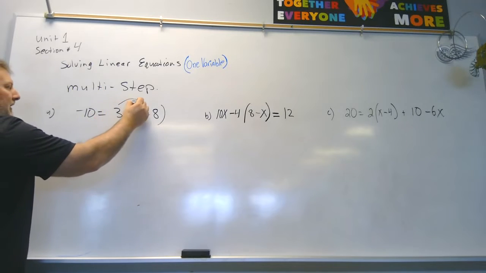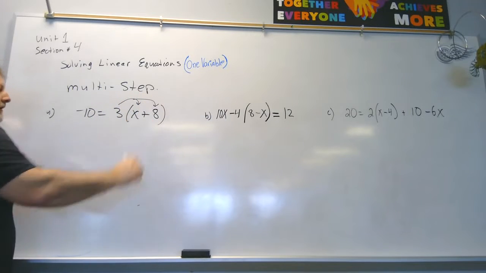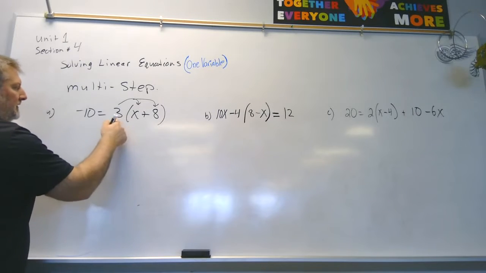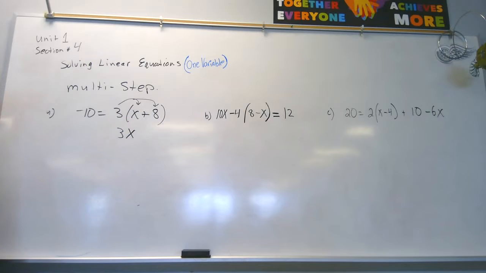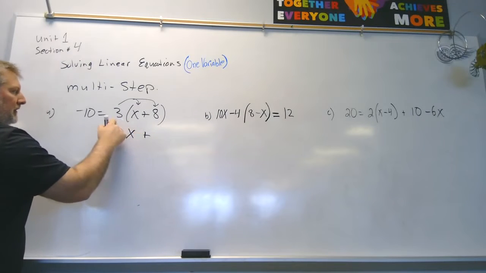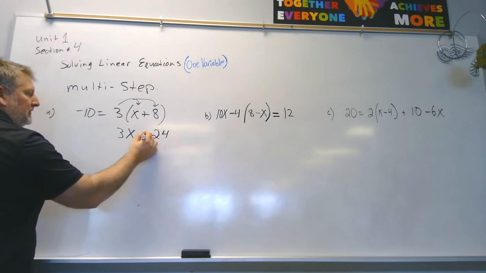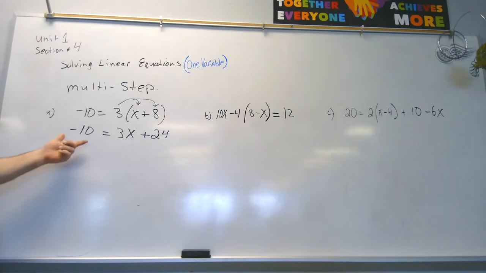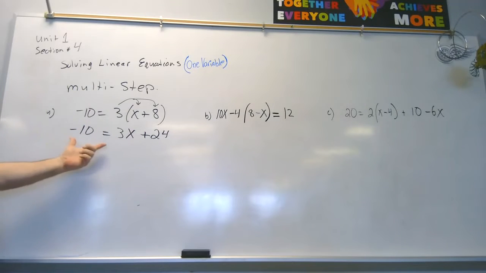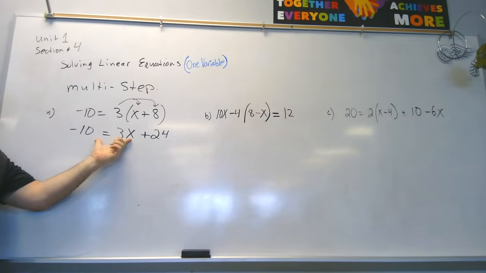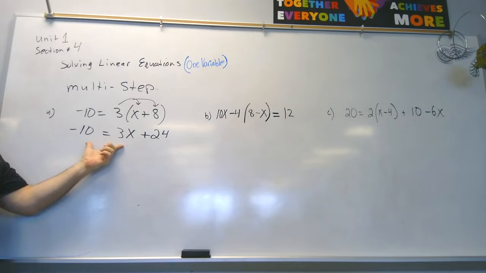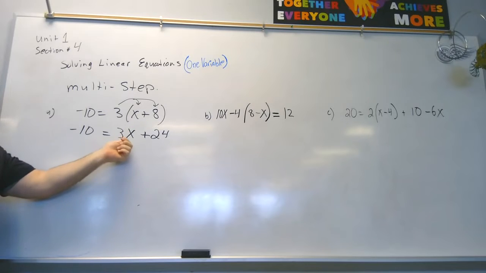So I always draw these little arrows over top. That's just to help remind me that I have to distribute. So 3 times x is 3x plus 3 times 8, which is 24. And it still equals -10 sitting here on the left. Now this question becomes a 2-stepper. We had to distribute first. Now we're down to the 2-stepper stage.